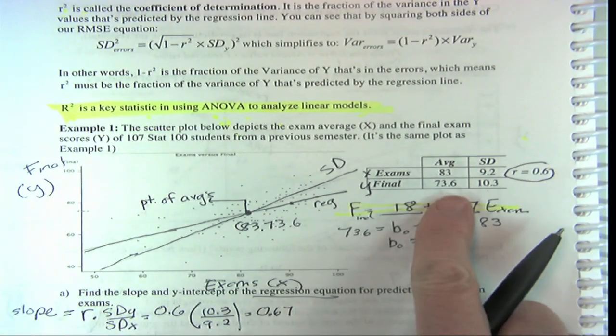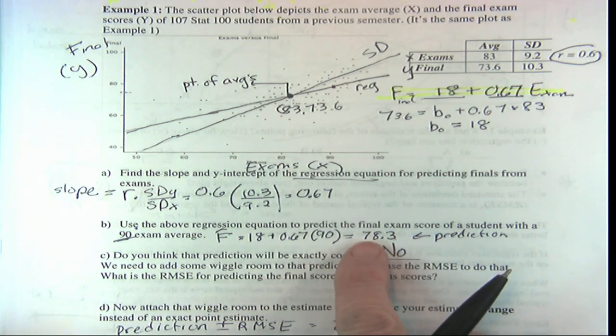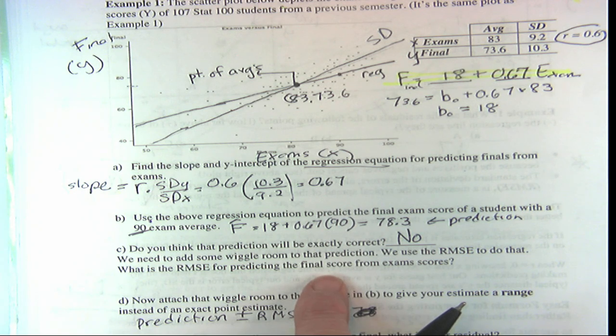You might be wondering why it's so low if they got a 90 on the first. Well, look at these. The average for the final was pretty low. They still did above it, the prediction's above average. All right, so we have to add some wiggle room to that.